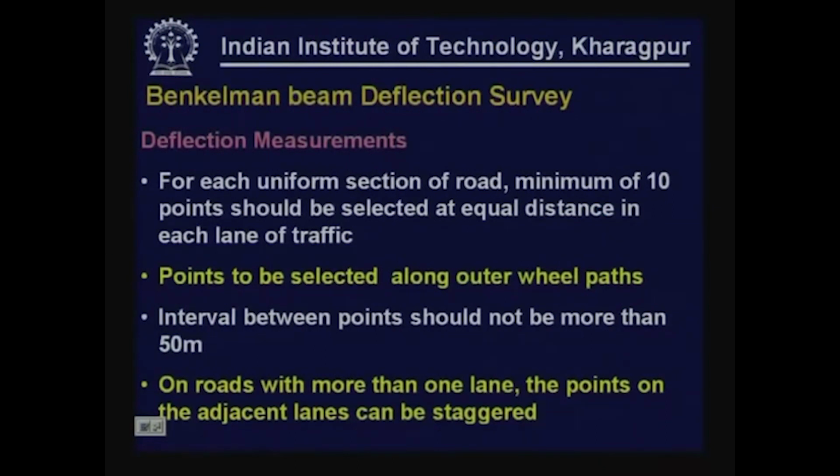For each homogeneous or uniform section of road, a minimum of 10 points should be selected at equal distance in each lane of traffic. The points are to be selected along outer wheel paths. The interval between points should not be normally less than 50 meters. On roads with more than one lane, the points on the adjacent lanes can be staggered.